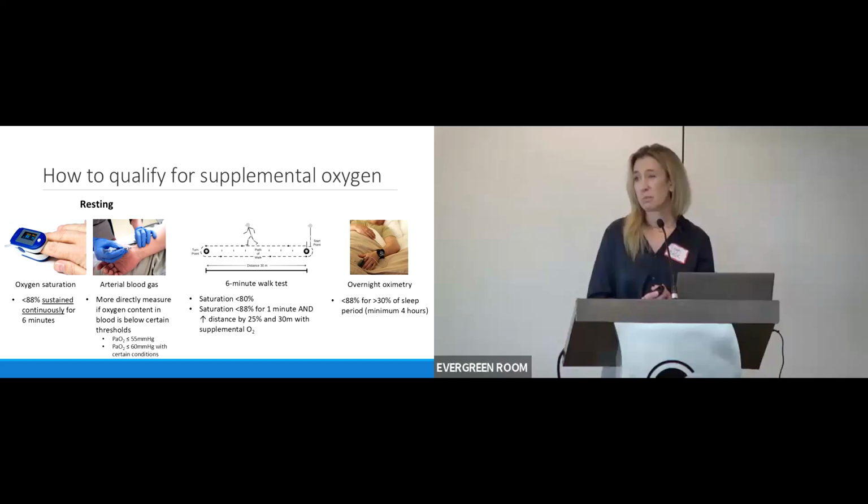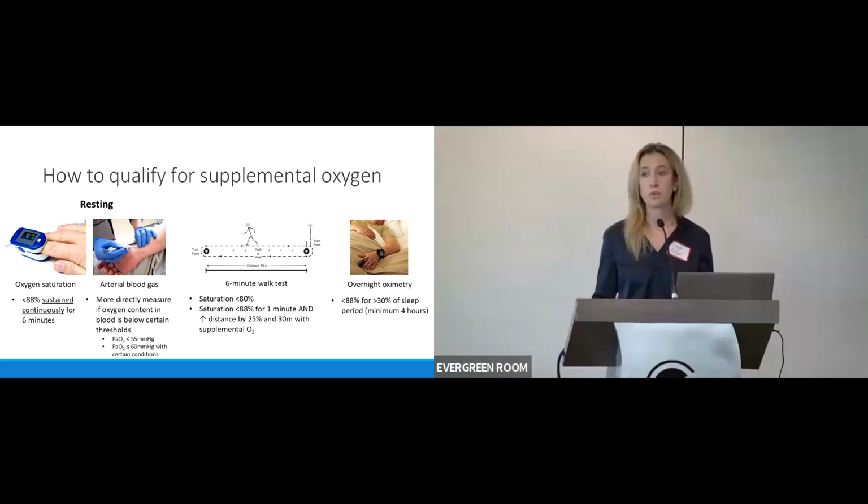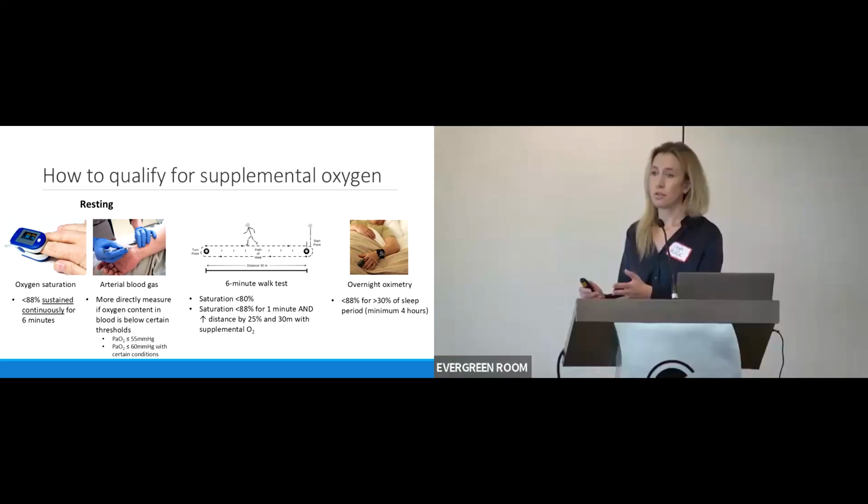A walk test is probably the most common way that we try to get folks qualified with interstitial lung disease. So many of you have probably already done a 6-minute walk test or some type of walking oximetry. We essentially have you walk back and forth, back and forth, back and forth down a hallway. We measure your oxygen level, and somebody follows you along to see what your oxygen does. If you fall below 80%, you qualify.